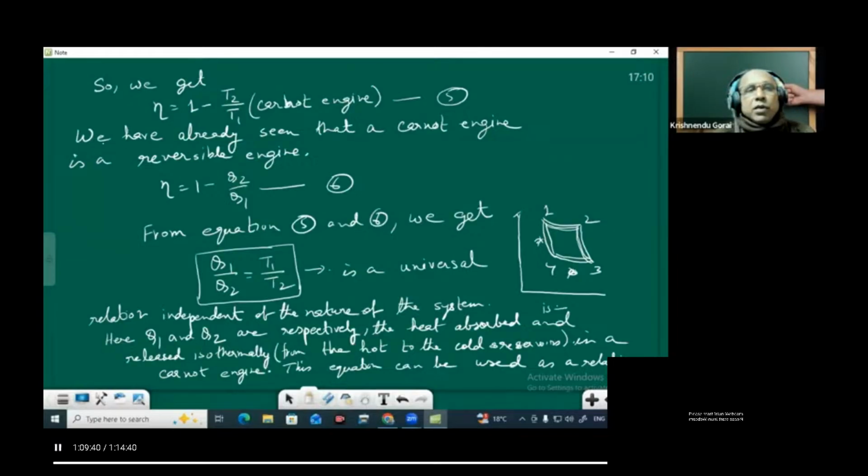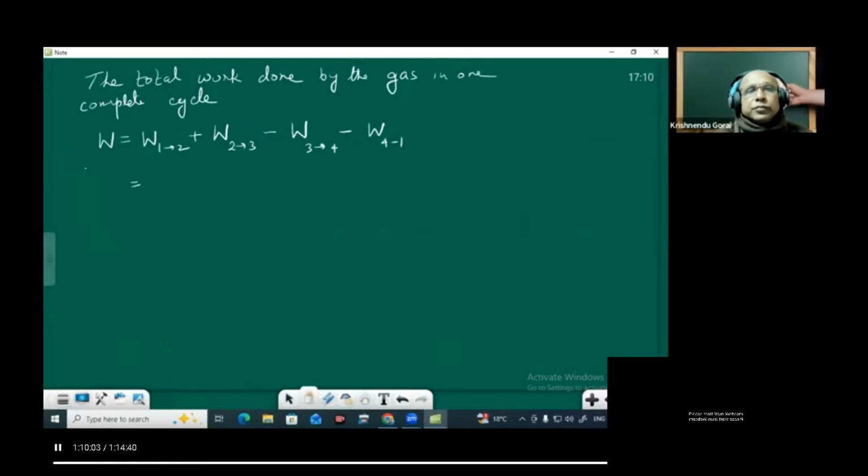Now you see, we have already seen that for a Carnot engine, a reversible engine, eta equals 1 minus Q2 by Q1. From these equations 5 and 6, you can find Q1 by Q2 equals T1 by T2. This is a universal relation independent of the nature of the system. Here Q1 and Q2 are respectively the heat absorbed and released isothermally from the hot reservoir to the cold reservoir in a Carnot engine. This equation can be used in a relation. And the total work done by the gas, I already told you this one.